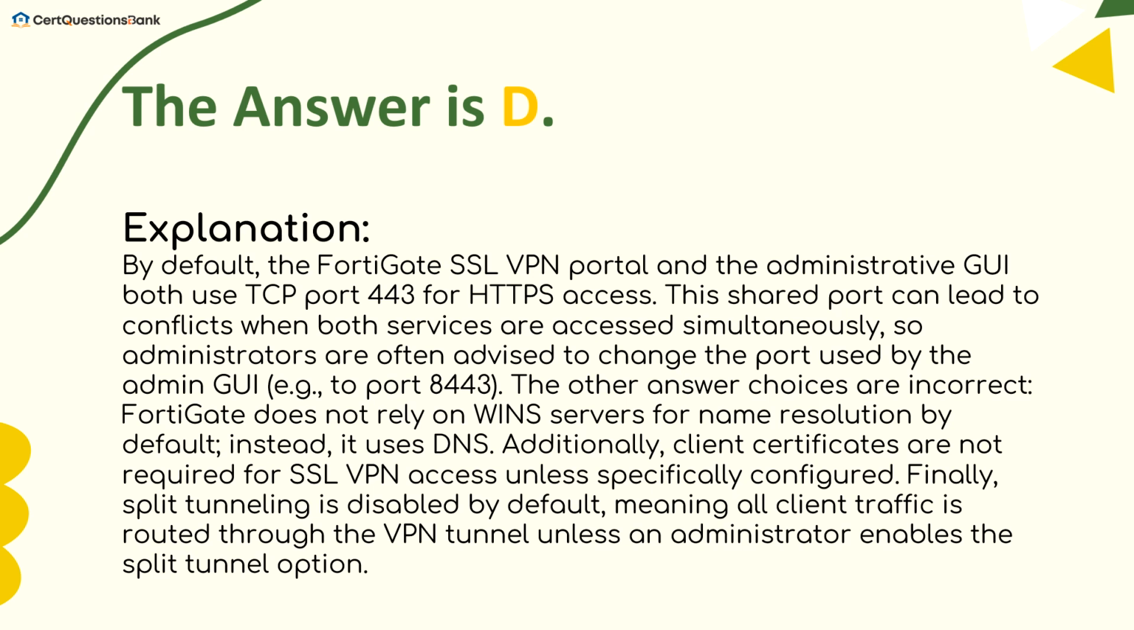FortiGate does not rely on WINS servers for name resolution by default. Instead, it uses DNS. Additionally, client certificates are not required for SSL VPN access unless specifically configured. Finally, split tunneling is disabled by default, meaning all client traffic is routed through the VPN tunnel unless an administrator enables the split tunnel option.